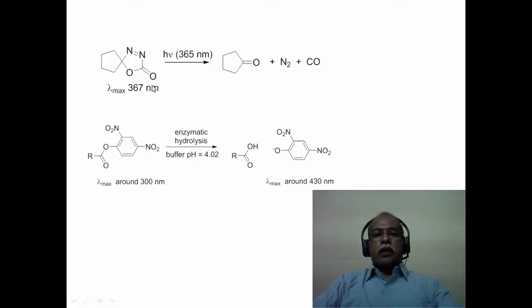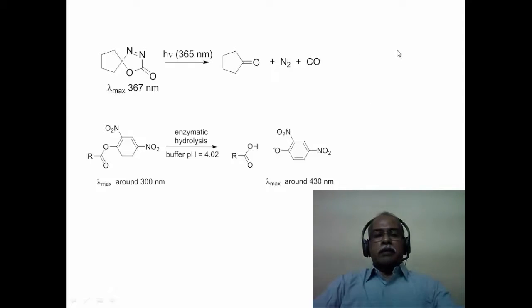So if one wants to follow the kinetics of this particular reaction, one can take this substance of known concentration, irradiate the substance and follow it by spectrophotometry, because the band at 360 nanometers will keep on decreasing in intensity because of the decomposition of this molecule to cyclopentanone. Cyclopentanone itself does not absorb in this region, so the decrease in the intensity of absorption can be quantified using the Beer-Lambert law, and hence the kinetics of this kind of photochemical reaction can be easily studied using ultraviolet visible spectroscopy. Another application of ultraviolet visible spectroscopy is shown here.